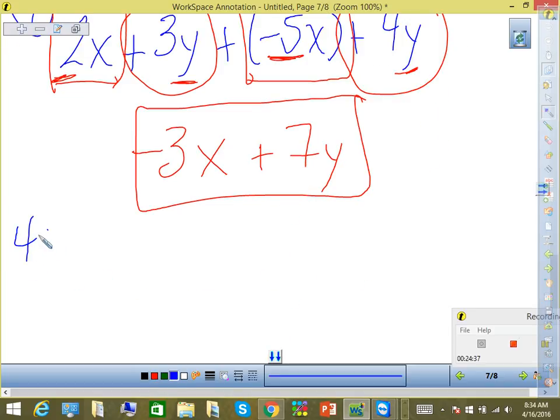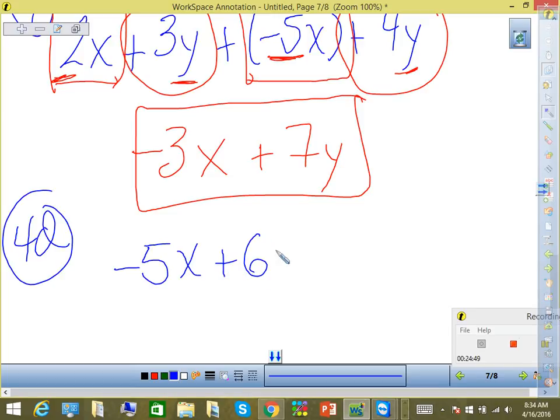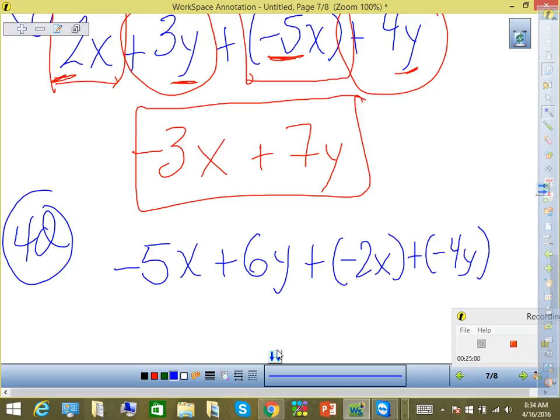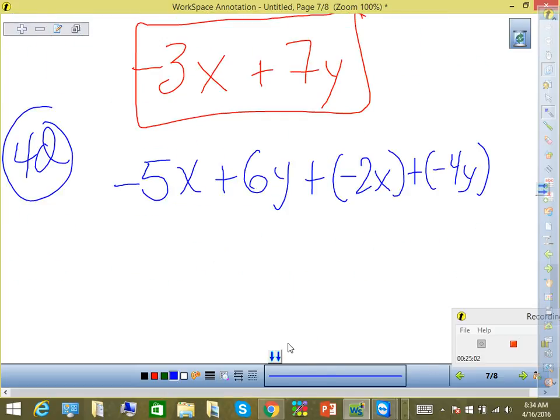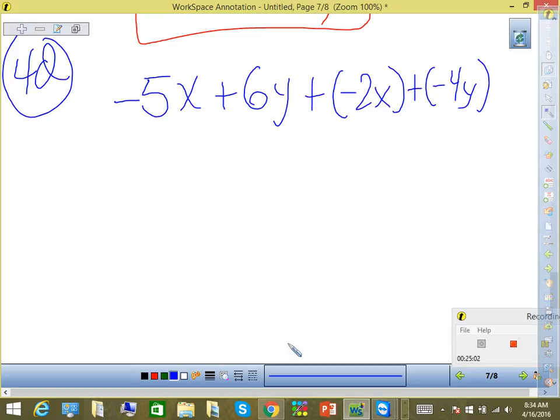Example 4 cubed. Here we go. Negative 5x plus 6y plus negative 2x plus negative 4y. See what you get for that. Don't say it out loud. Keep it to yourself.